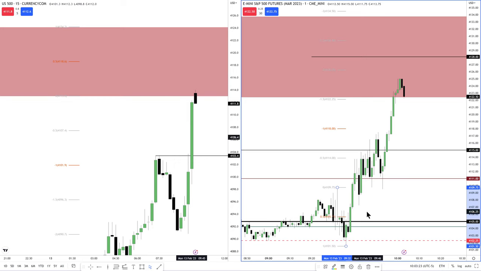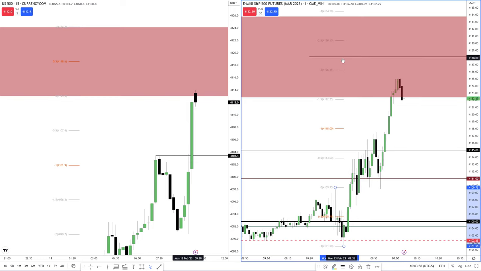So we have a standard deviation of negative 2 here at 4126.25, then consequent encroachment, and then we have 4130.50. And then negative 3 standard deviations at 4134.5, which is outside the spectrum of the February 9th fair value gap. So I'm not really interested in that one because that's, in my opinion, a little overzealous for today. If we can hit consequent encroachment, that's satisfying for me for the morning session.